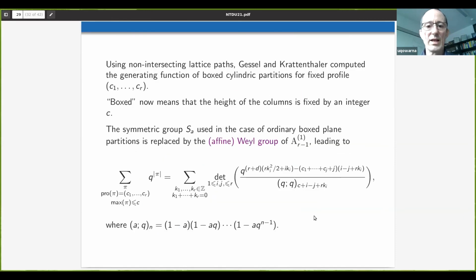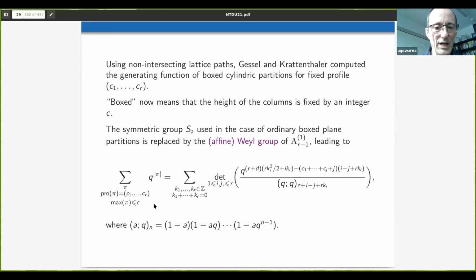All right, you can exactly repeat this non-intersecting lattice path method, but now, of course, it's a little bit more complicated. You don't get a determinant, you essentially get a sum over determinants, because rather than a sum over the symmetric group, you end up with a sum over the affine Weyl group, if you know what that is. But the upshot is that there's again a nice closed form expression for the generating function of cylindric partitions of a fixed profile. And well, here it is. It is a sum over some determinant. Let's not worry about it too much.